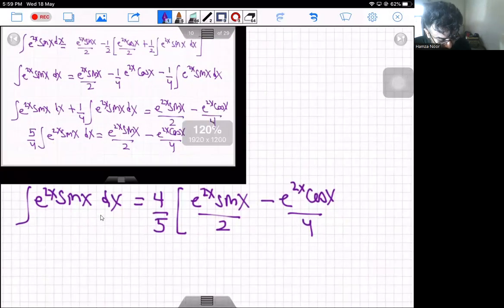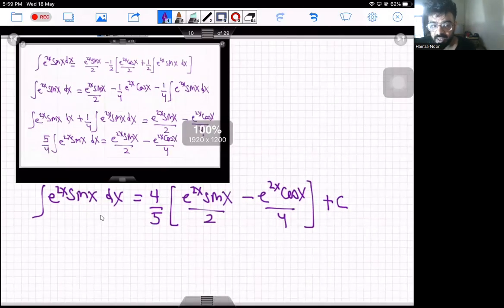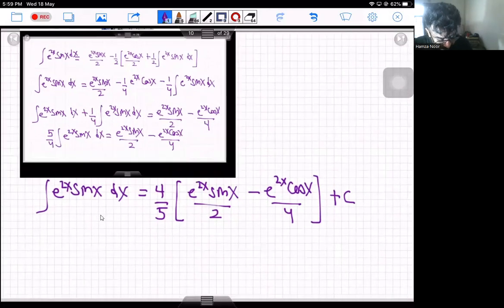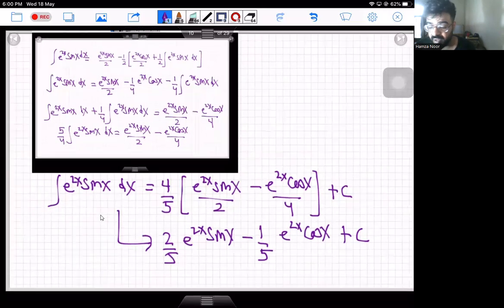And then finally, you will add a constant term c, because you are dealing with an indefinite integral in this case. So 4 over 5 multiplied by half is 2 over 5. So your final answer is 2 over 5 multiplied by e raised to the power 2x multiplied by sine x, and then minus 4 over 5 multiplied by 1 over 4. This 4 and 4 cancel out. So minus 1 over 5 times e raised to the power 2x multiplied by cos x, and then plus c. This is your final answer.